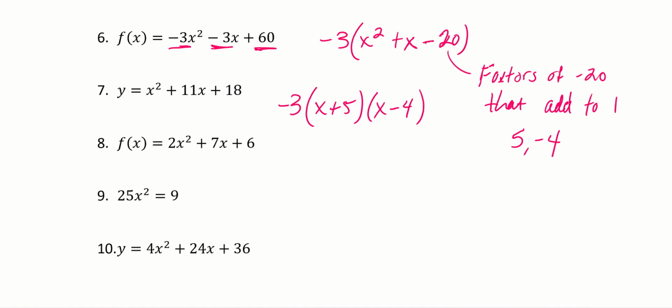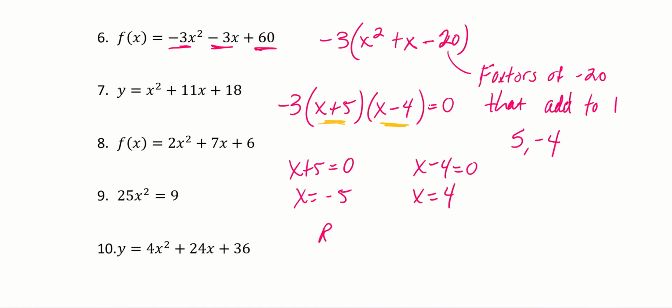Now remember, I'm trying to find the roots, so I need to set this equal to 0. And we can use the zero product property and just set each term inside the parentheses equal to 0. So x plus 5 equals 0, so x is negative 5. And x minus 4 equals 0, so x is equal to 4. So my roots are at x equals negative 5 and x equals 4.